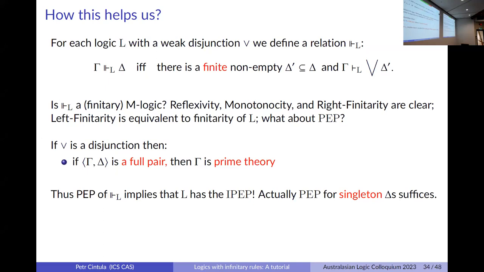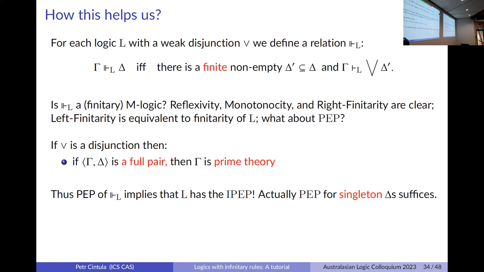So PEP, the prime extension property, implies the Lindenbaum lemma, implies this IPEP. Because, of course, if gamma doesn't prove phi, then take gamma and the singleton of phi, that's a pair, and it can be extended to a full pair, and then gamma prime is the prime theory because of this. That's the prime theory we're looking for. We are in the presence of disjunction, so we don't have to say what prime means. It means that or that. Doesn't matter.